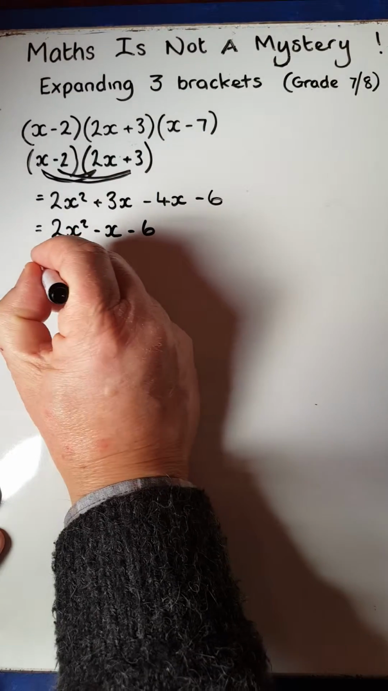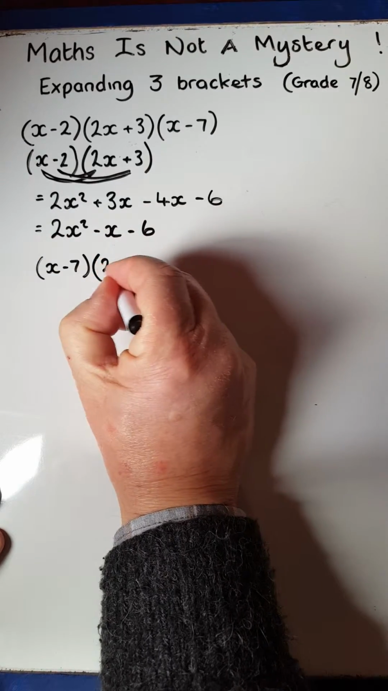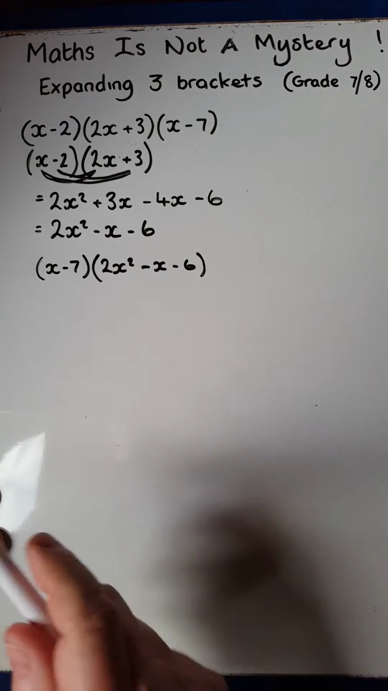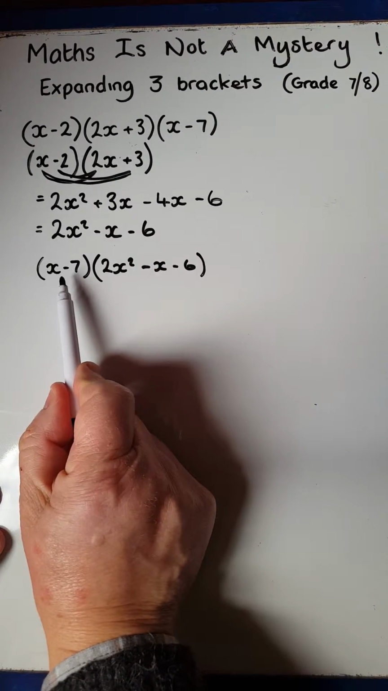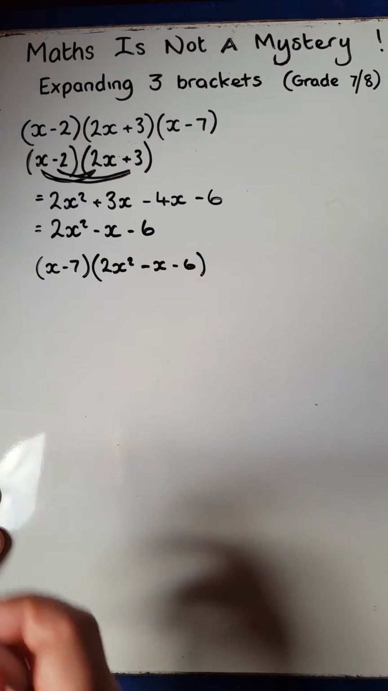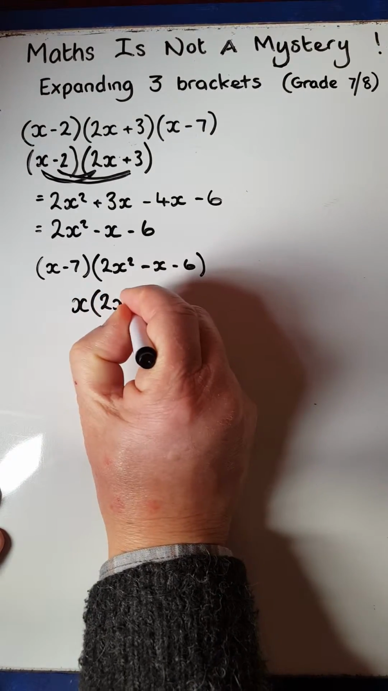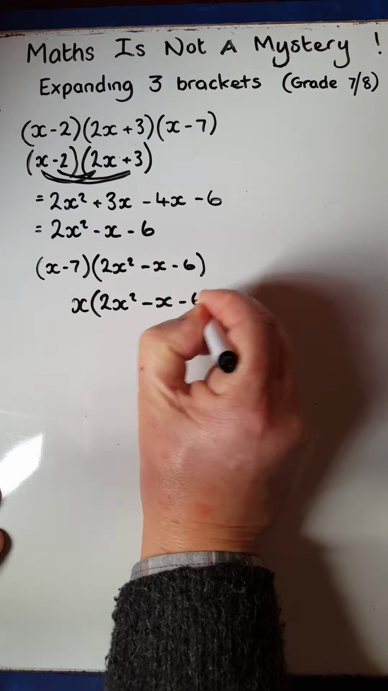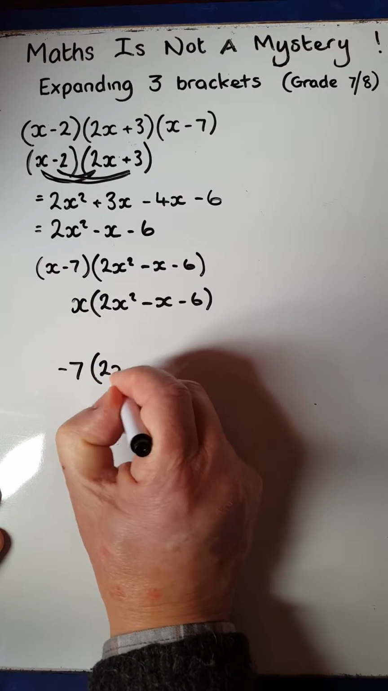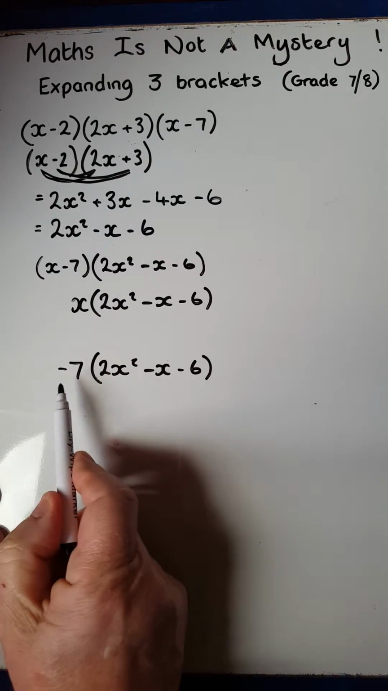So I'm going to bring down that x minus 7, and I'm going to multiply it by my new answer, 2x squared minus x minus 6. Now there's a complication here because inside this bracket there are 2 elements and inside this bracket there are 3 elements. When it's different to each other like this is, the easiest way to do it is to multiply everything in the second bracket by the first element and then multiply everything in the second bracket by the second element. Okay, so I've got 2 elements in the first bracket, x and minus 7.